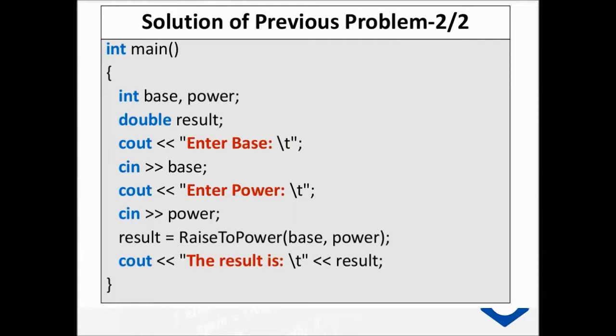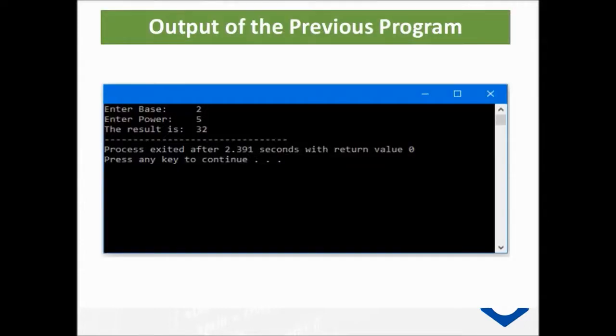So for example, if the user wants 2 to the power 5, and he writes base 2 and power 5, then the result will be 32. 2 to the power 5 is equal to 32.